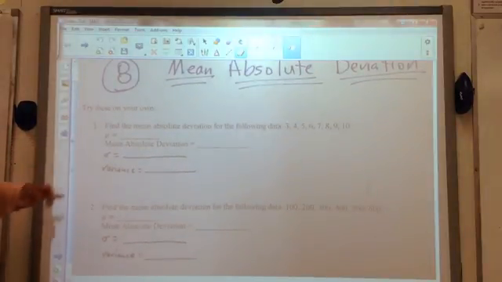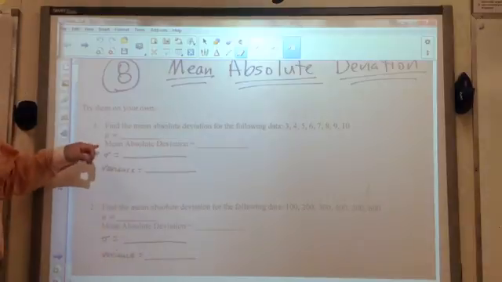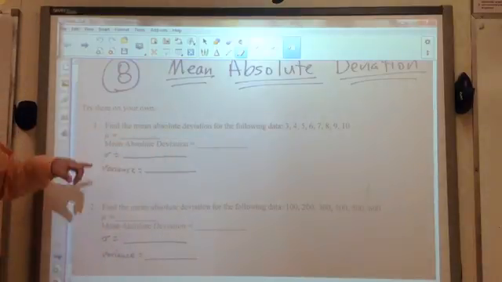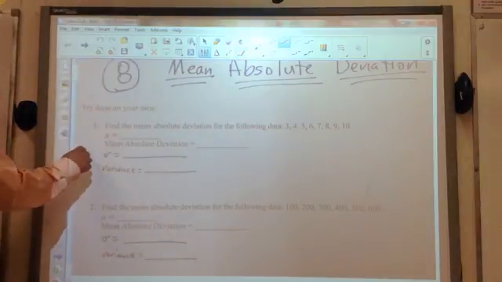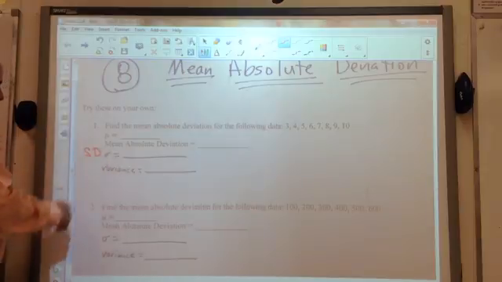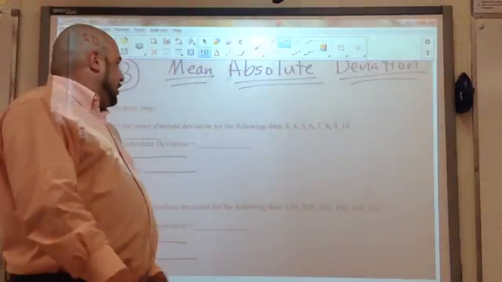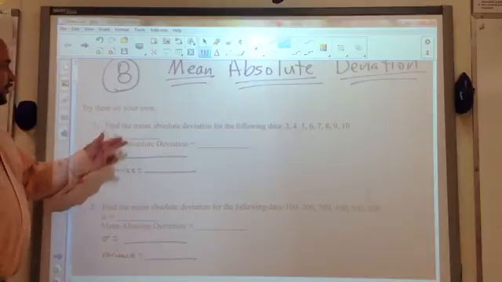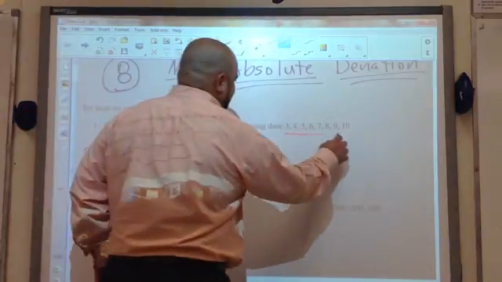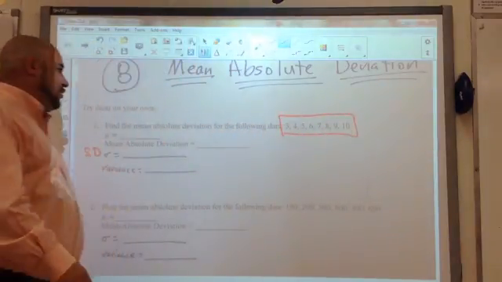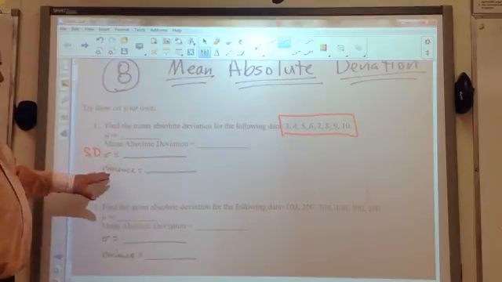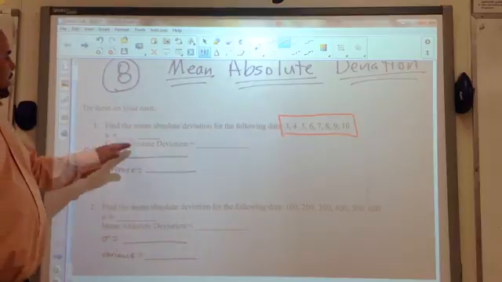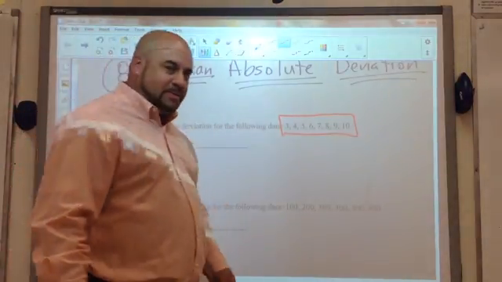And what we're going to do is find the mean, the mean absolute deviation, the standard deviation, and the variance. If you need to, beside this one, you can put SD for standard deviation if you want to. Now, what we have to do first is enter this data into our calculator. With that, it'll give us the mean and the standard deviation. We can figure out the variance from there, and then we're going to figure out the mean absolute deviation.